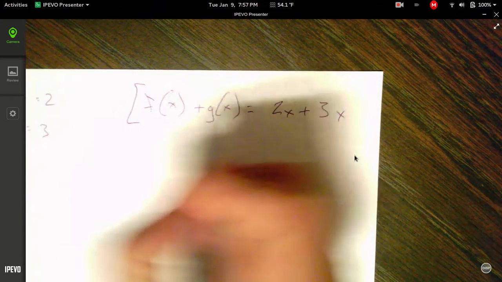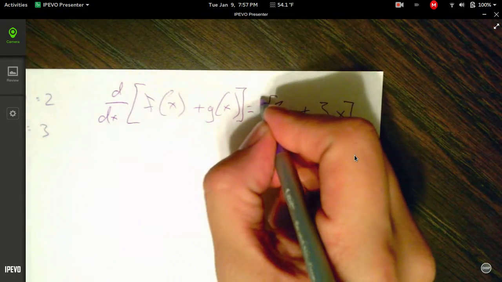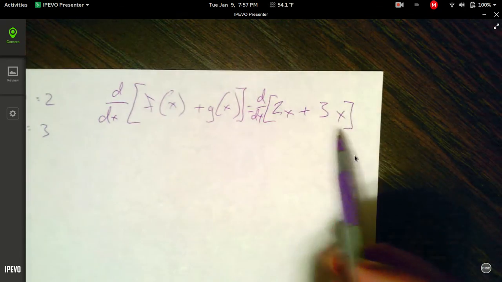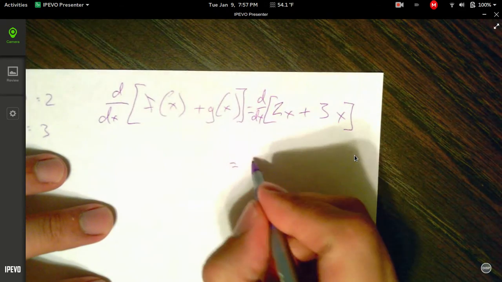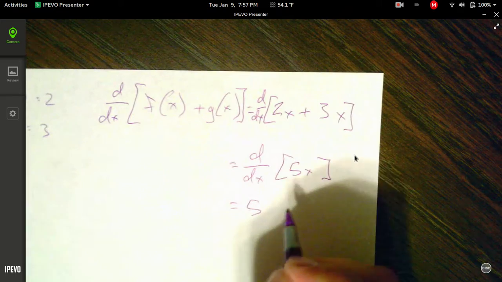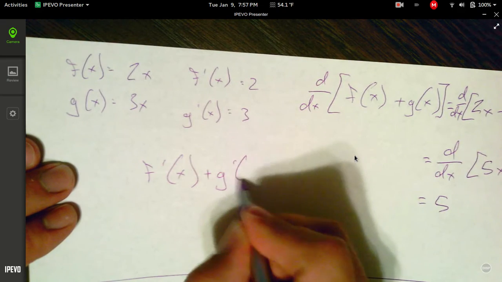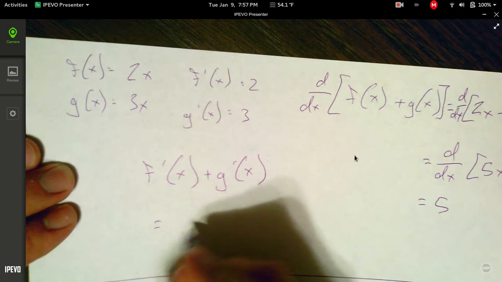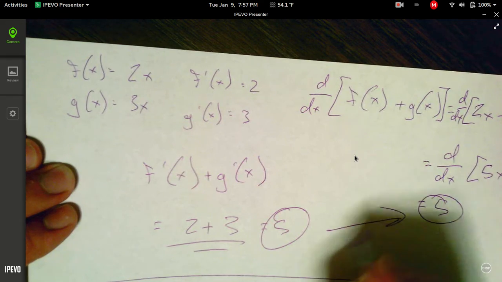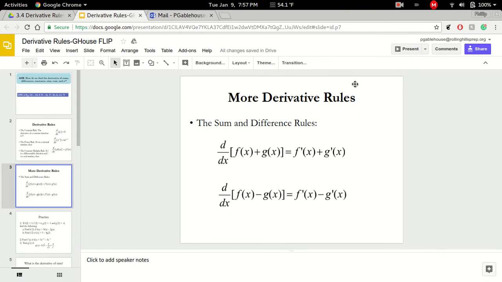If I now take the derivative with respect to x of this function, this is getting into differentials, we'll talk about those later. This is the derivative with respect to x of 2x plus 3x. First I'll simplify this, so I will get the derivative with respect to x of 5x, which will just be equal to 5. And it just so happens that if I take f prime of x plus g prime of x, from the results we had earlier, this is just equal to 2 plus 3, which is equal to 5. These values are equal, thus showing that our sum and difference rules for derivatives do hold. So these rules are going to be important.